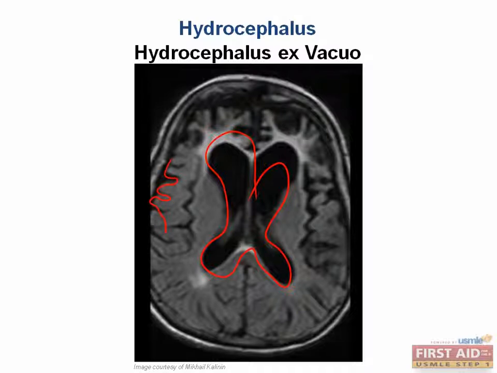Now, in what disease that affects elderly patients would you see cortical atrophy as well as hydrocephalus ex vacuo? Well, you would see this in Alzheimer's. Look out for a patient with progressive cognitive decline that also has hydrocephalus on imaging.